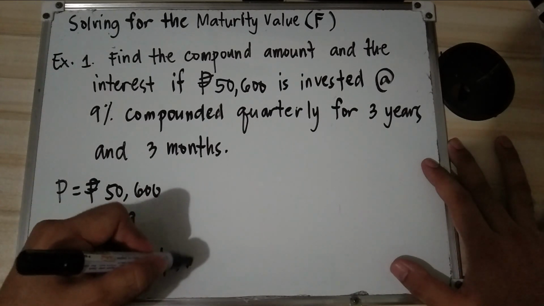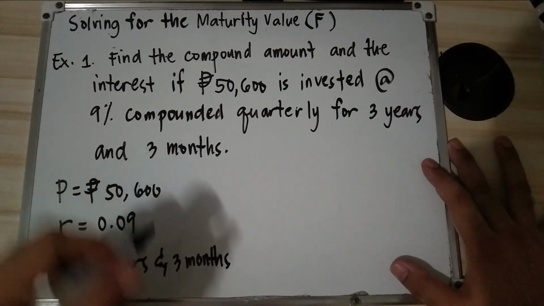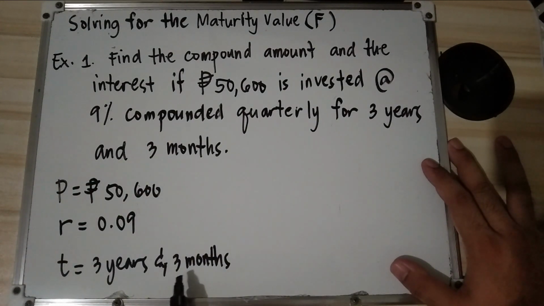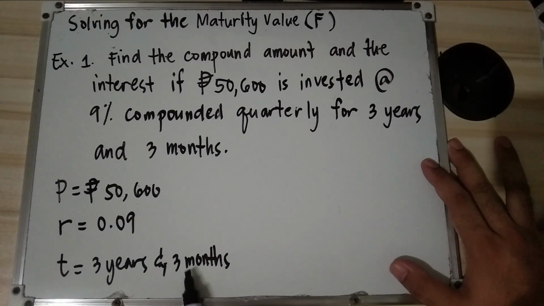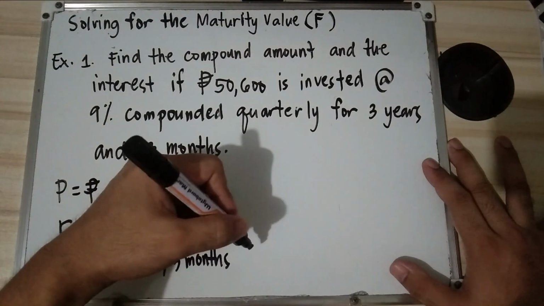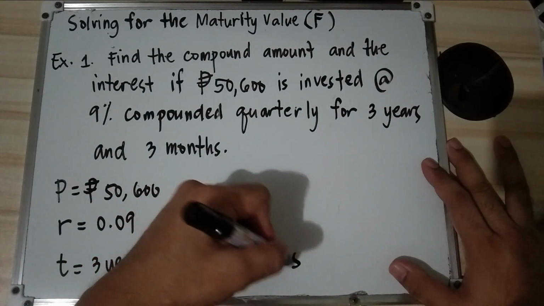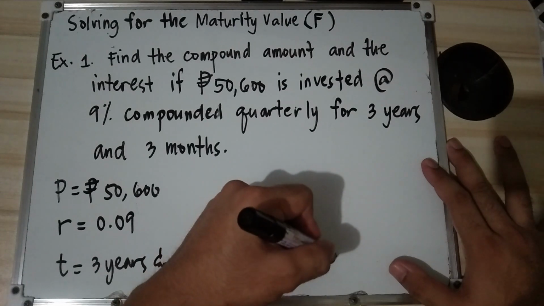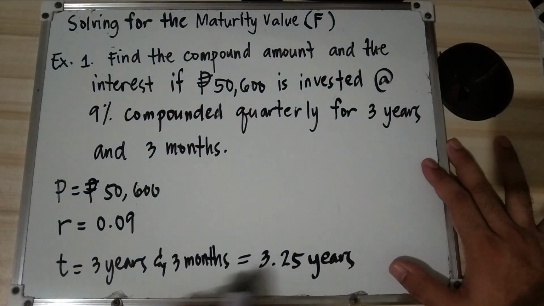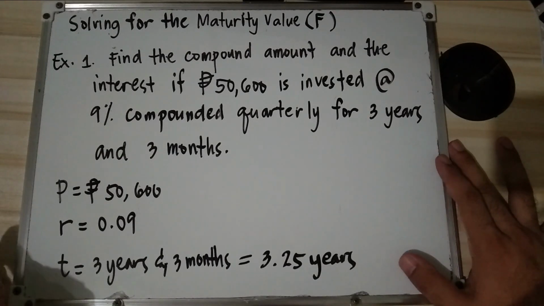So kung i-convert natin yung 3 years and 3 months, kailangan muna nating i-divide yung 3 months sa 12. Kasi alam natin, ang isang taon ay merong 12 months. So yung 3 months, divide natin sa 12. 3 divided by 12 is 0.25. So, idadagdag natin yung butal na 0.25 doon sa 3 years, no? So, we have, same lang to sa 3.25 years. Okay, yung 0.25 dyan, yun yung 3 months. Okay, yun yung dinivide natin sa 12 kanina.